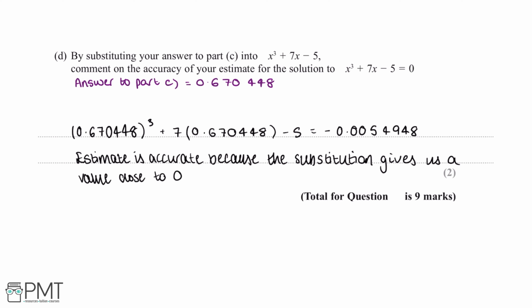Now this question's worth 2 marks. We'll get our first mark for substituting in our answer from part C into the given equation, and we'll get our second mark for explaining why the estimate is accurate.